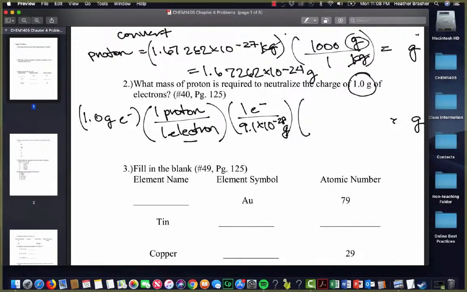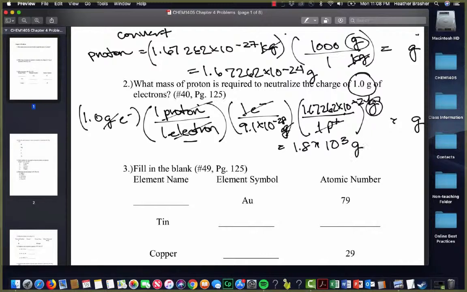Now, if we look here, we have a proton, and we want to figure out how much one proton weighs. Well, one proton here is going to be, from what we got before, 1.67262 times 10 to the negative 24 grams. Then basically this cancels out, the grams down here cancel, and you're left with grams on top. When you multiply all of this out, you get 1.8 times 10 to the 3 grams.